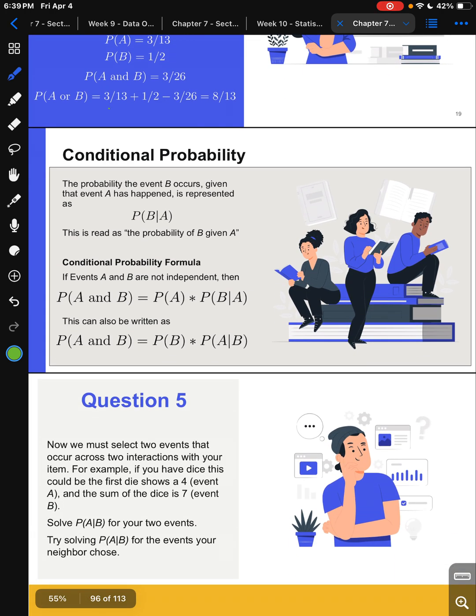Okay, conditional probability. The probability that event B occurs, given that A has happened, is represented by probability of B given A. And that's read as the probability of B given A, where this is given A has occurred. And here are your two formulas. You can write it two different ways.